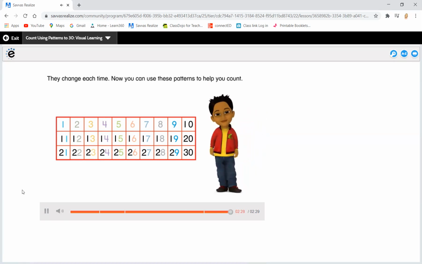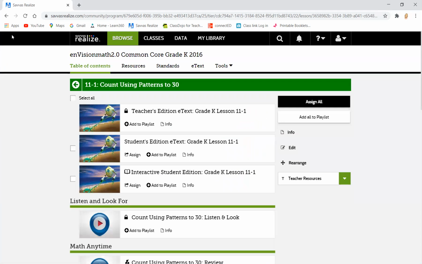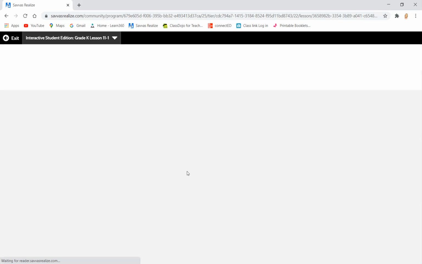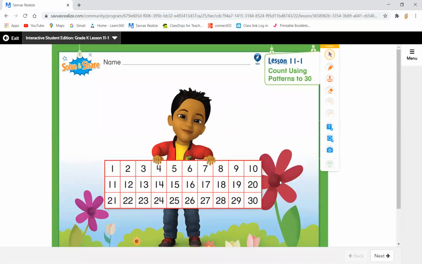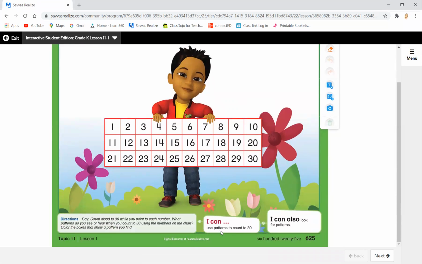All right, so we're going to use these patterns as we do our math worksheet. So go ahead and turn to page 625, and let's look at our first one. All right, lesson 11-1, count using patterns to 30. So we're counting all the way up to 30. I can use patterns to count to 30.